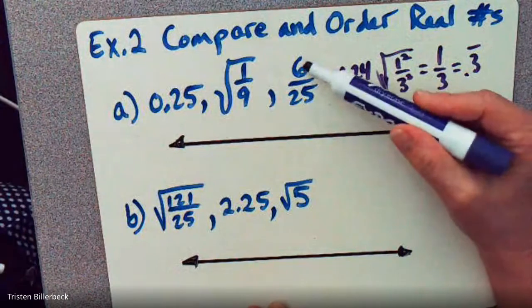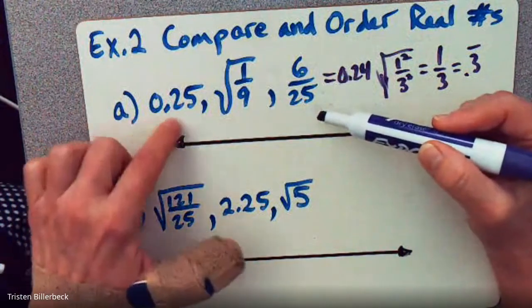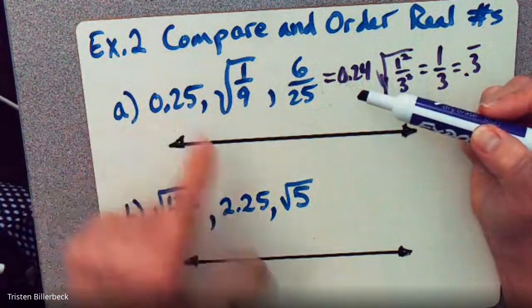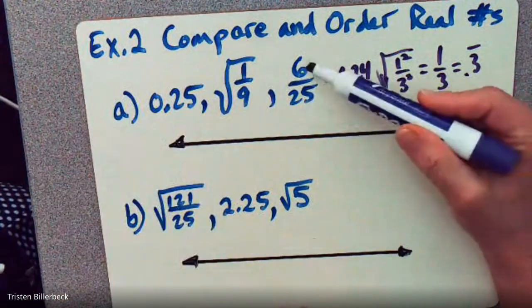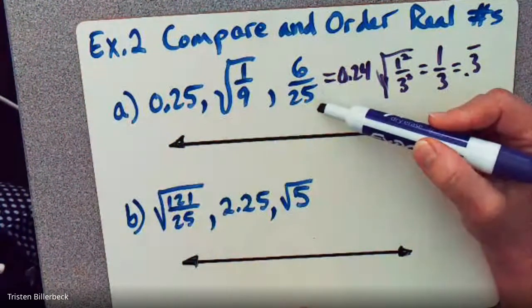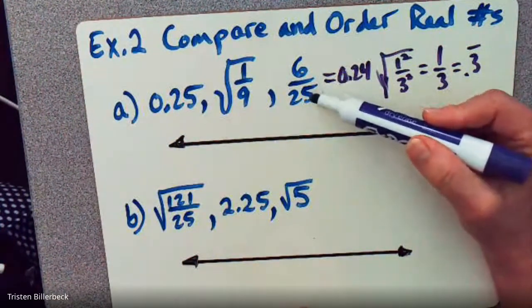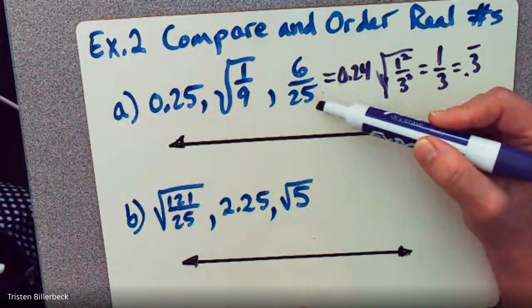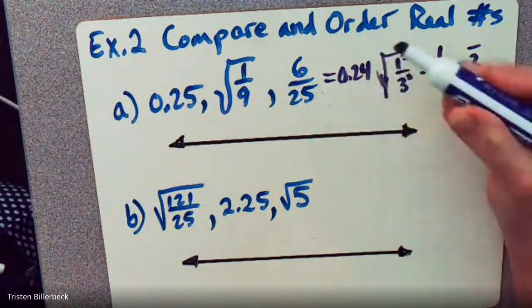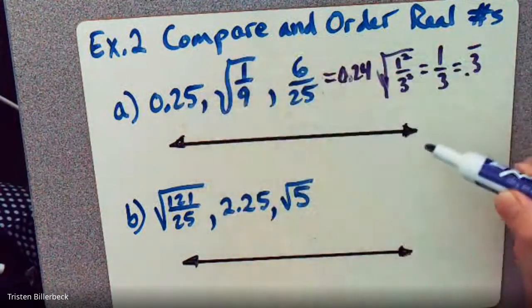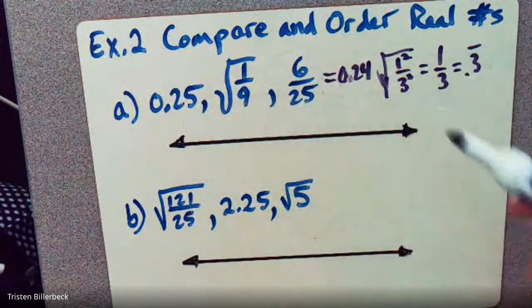Okay, so how we could figure that one out is if this was 6 over 24, that'd be 1/4, which is 0.25. So we know it's a little different than 6 over 24, and it's dividing into smaller parts, because now instead of 24 parts, we're going to cut the cake into 25 parts, meaning the slivers of cake are going to be smaller. So that means this number is going to be smaller than that number. This is bigger than both of them.